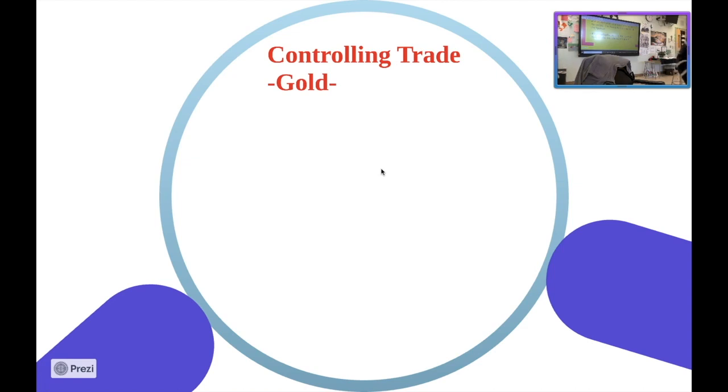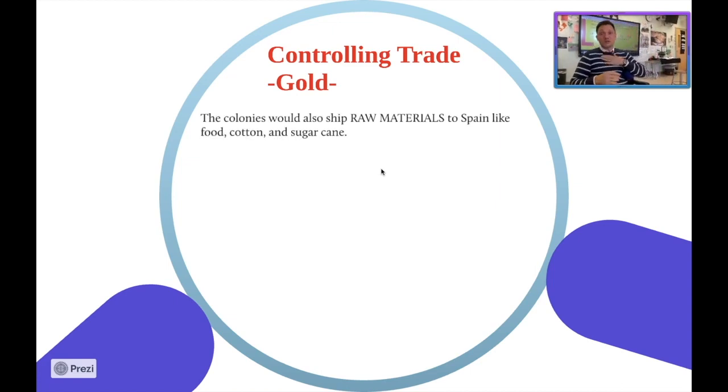So going into it, though, or trying to understand it, there are things that grow in these areas naturally as well that the Spanish want to try and use to make some money. So the colonies are going to also ship not only gold and silver back to their mother countries, particularly Spain, but Spain also wants to use raw materials that can be grown in these areas, right? Examples of raw materials include foodstuffs, new vegetables and things discovered in North and South America.